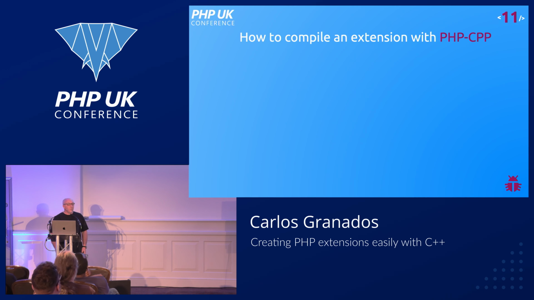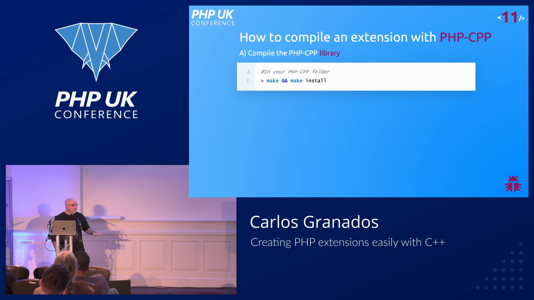So how would you compile an extension with PHP-C++? This is usually a two-step process. The first thing that you need to do is compile the PHP-C++ library itself. You would usually do that by, as I said, cloning the repo, and then you go there and you run make and make install. What this is going to do is compile all the different files of PHP-C++, link them, and install two things. One of them is going to install this library into your library folder in your computer, and it's also going to install some headers that are needed in the header folder in your computer.